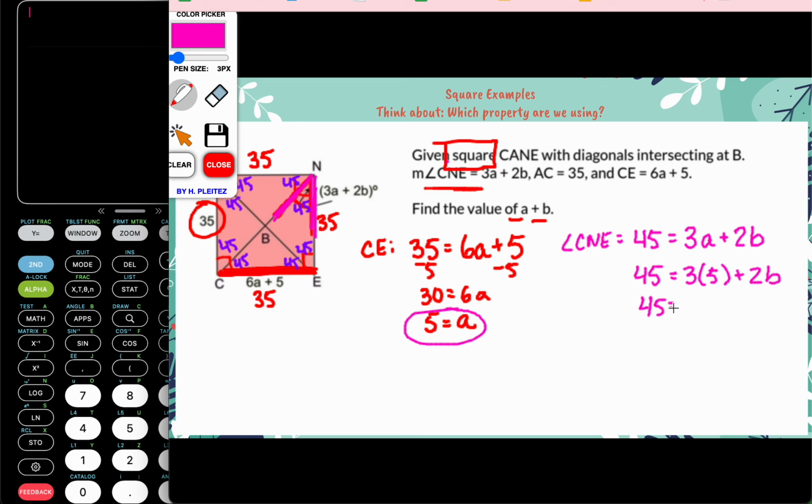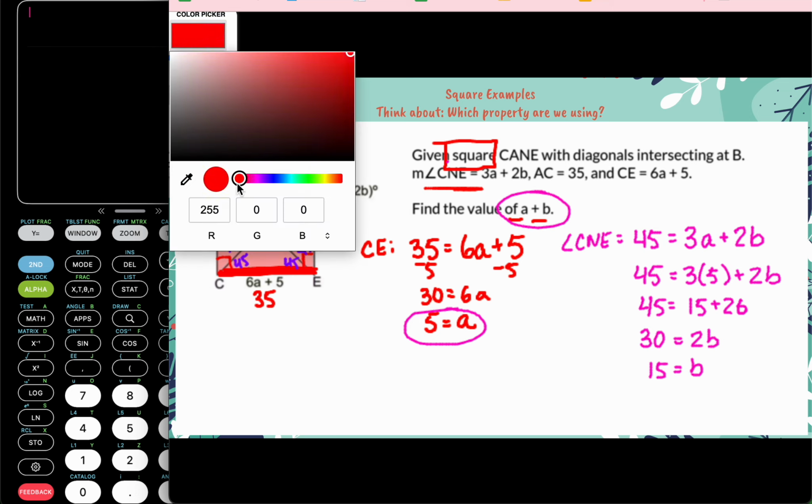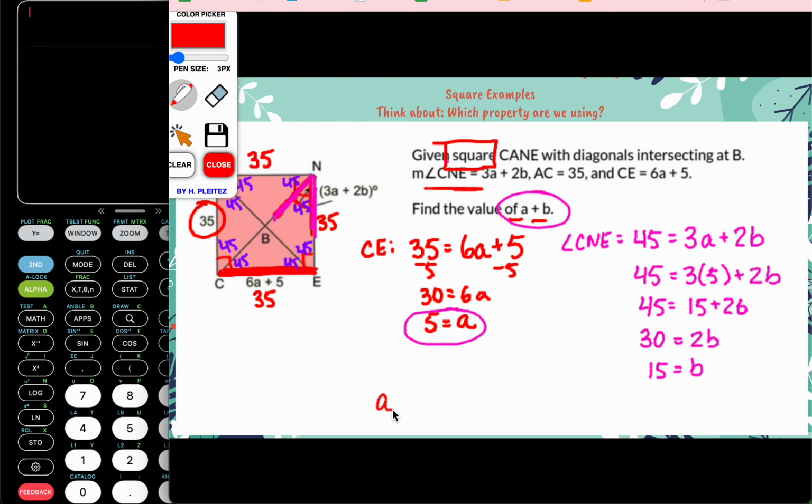Now if we continue with our algebra, we'll get 15 plus 2B. If we subtract 15 on both sides, we get 30 equals 2B, and we'll find that 15 is equal to our B value. Now this question wants the value of A plus B. So whenever you're writing your answers, I would write out A plus B equals, and then that's going to be 5 plus 15, which is 20. And I would go ahead and box my answer in there.